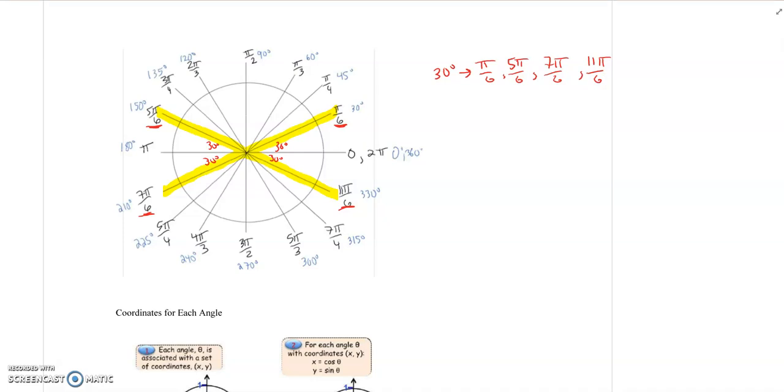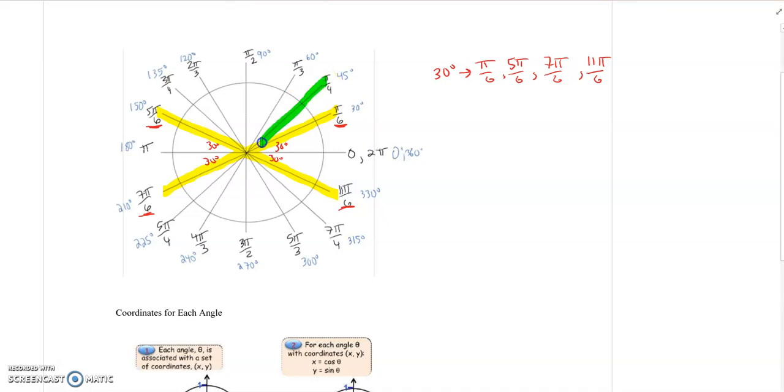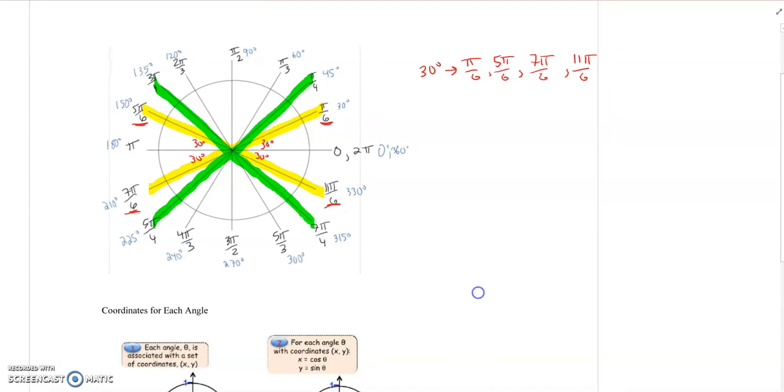For 45-degree reference angles, you can see right here, here are all the 45. I can't draw very well. Let's try that again. Here's all the 45-degree reference angles. Notice that 45 all have the denominator of 4. So the 45-degree reference angles are pi over 4, 3 pi over 4, 5 pi over 4, and 7 pi over 4.